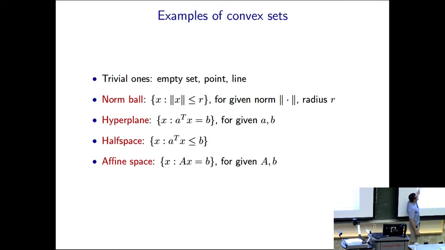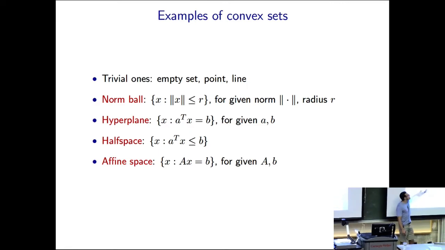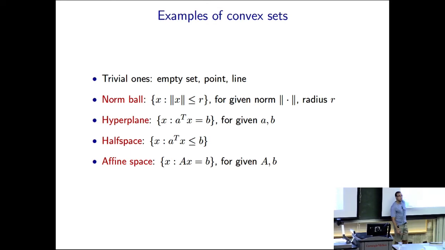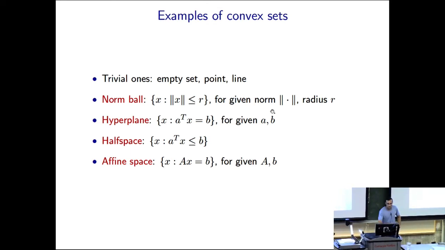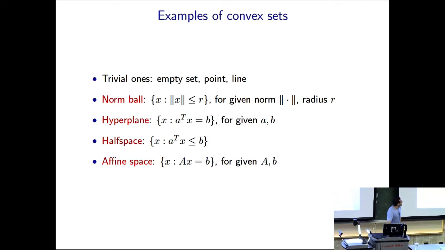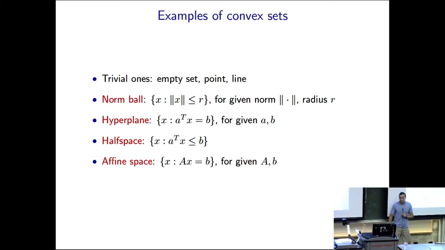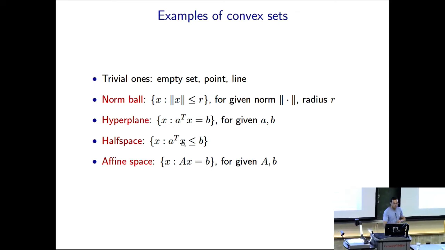Hyperplanes. So this is the set of all x such that they satisfy one linear equation. A transpose x equals b. If x is in Rn, this hyperplane is an n-1 dimensional linear space. For any fixed a and b, this thing is convex. Half space is everything to one side of a hyperplane. So it's a set of all x for which A transpose x is less than or equal to b. It's also convex. These things you can just check straight from the definition. That's the best way to convince yourself.